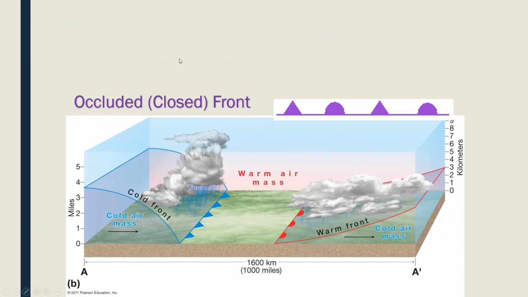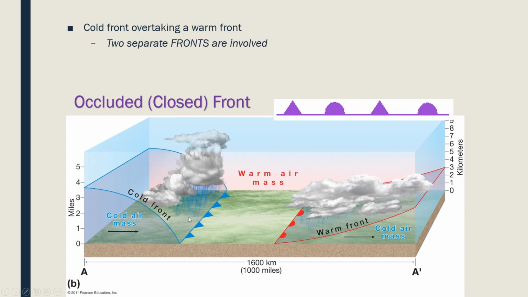So the next front is an occluded front, where basically you have two fronts involved. You have a cold front here, remember the fronts are the boundaries, and a warm front here. This cold front is moving faster than this warm front. So this cold front is going to catch up to this warm front. And when it does, it is going to, like a bulldozer, just lift that warm air right off the ground. So you'll wind up with a blob of cold air on the bottom and a blob of warm air on the top. So you start with two separate fronts, a cold front and a warm front.